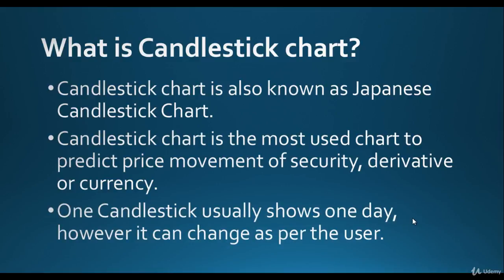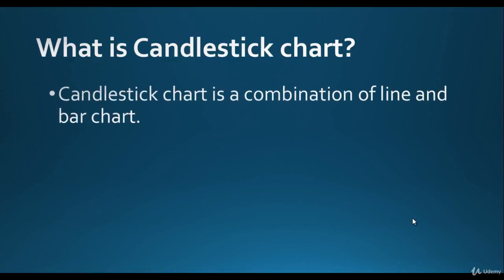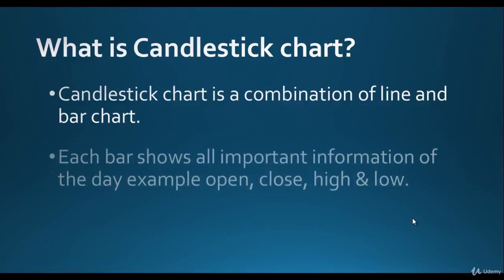It gives you multiple options, example 1 month, 1 week, 4 hourly, 1 hourly, as you like. So you can choose in between them and it will show, let's say, 1 day candlestick or 1 week candlestick chart. Now, candlestick chart is a combination of line and bar chart. So this one chart consists of two different charts.